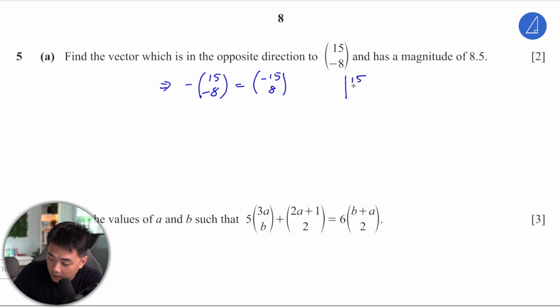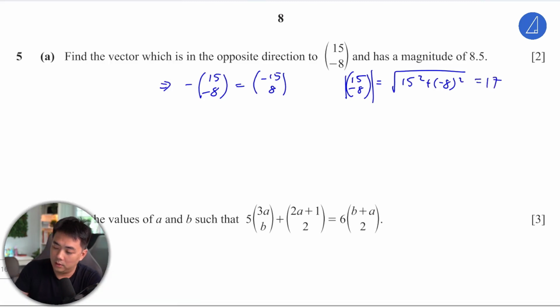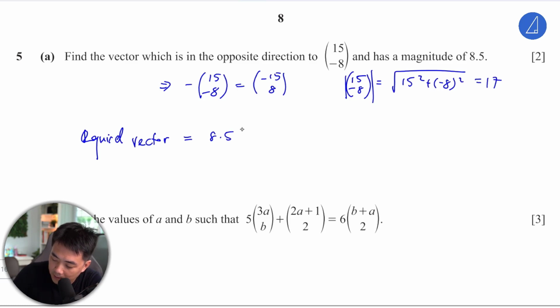The modulus of (15, -8) would be, using Pythagoras' theorem, the square root of 15 squared plus (-8) squared. Using the calculator, thankfully, this is 17. So essentially, the required vector is just 8.5 multiplied by 1 over 17, because the unit vector of this vector would need to divide by its own length, right? Its own magnitude.